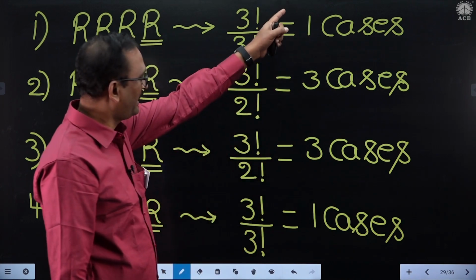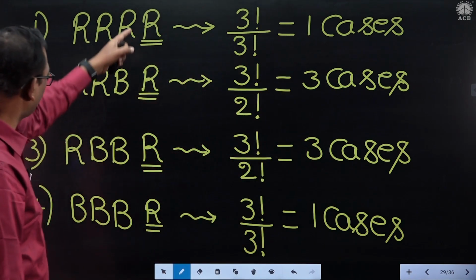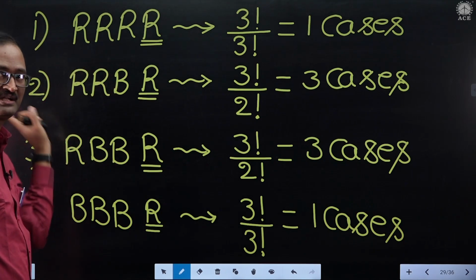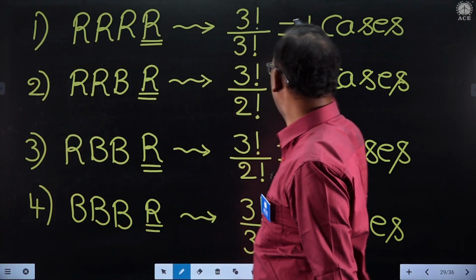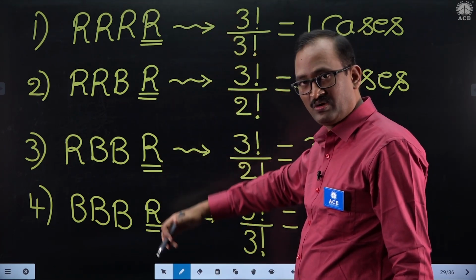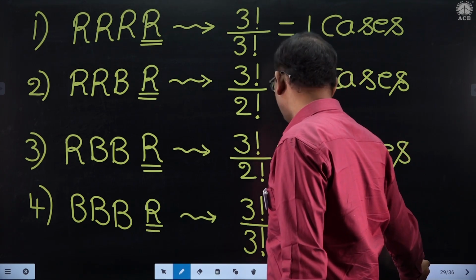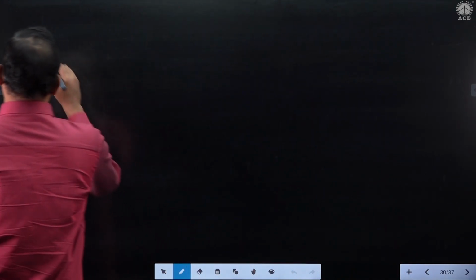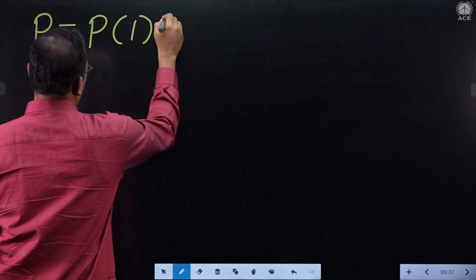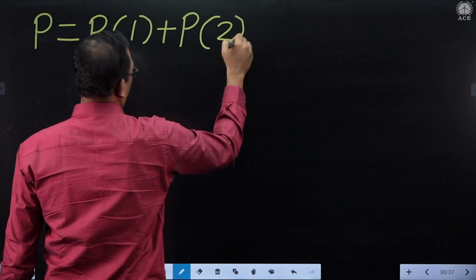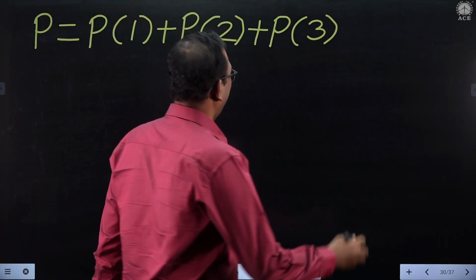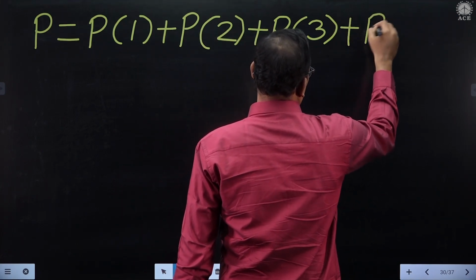Remember, total 8 cases for the occurrence of a red ball in the fourth draw, and the first 3 draws can be any colored balls. Total 8 possibilities. Let us write the probabilities and add the probabilities in all these cases. Probability is equal to probability of first case plus second case plus third case plus fourth case.